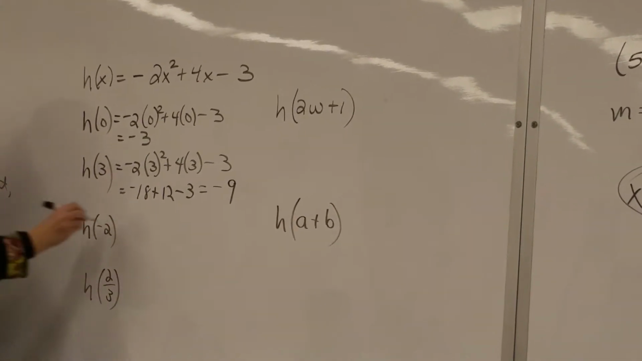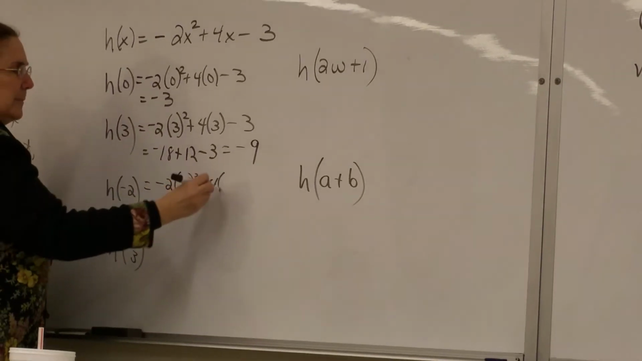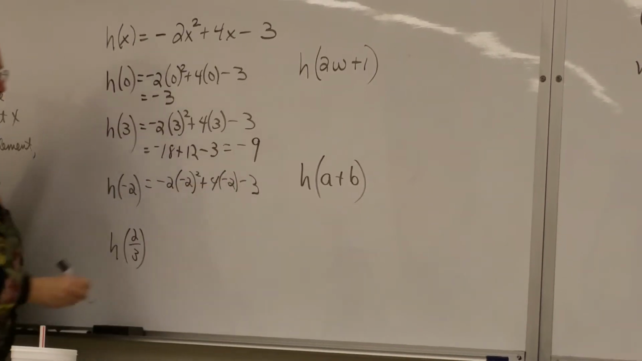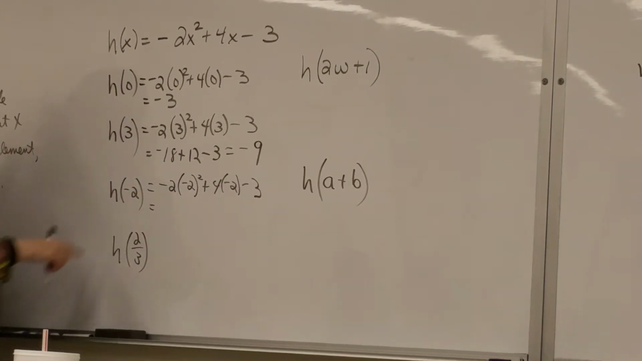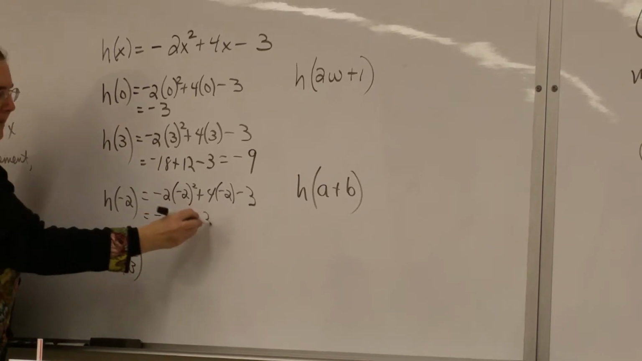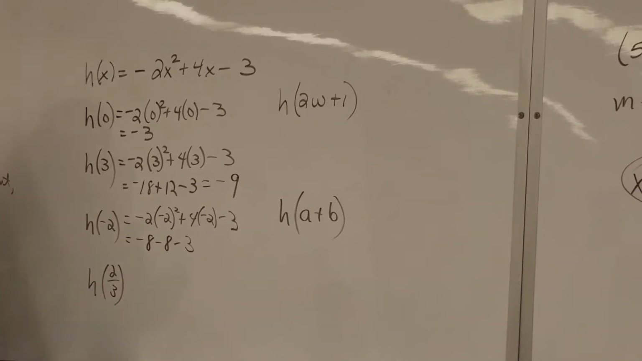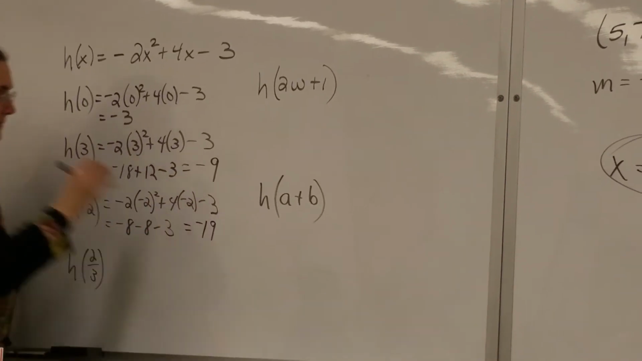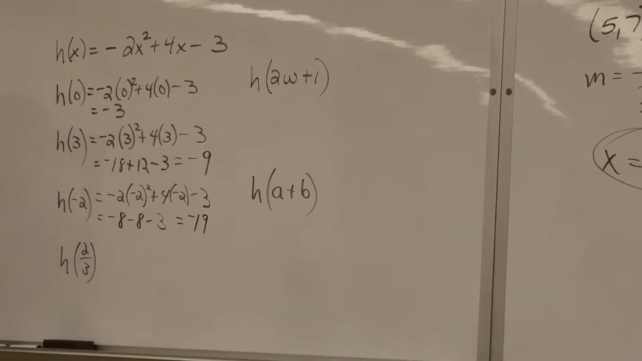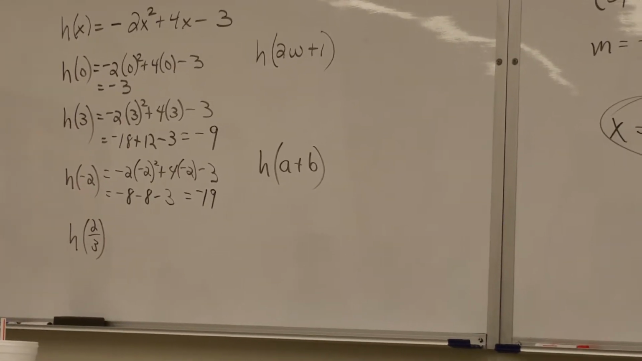All right, h of negative 2. So negative 2 times 4 is negative 8, minus 8, minus 3 is negative 19. Usually just plugging in the integers isn't too difficult.